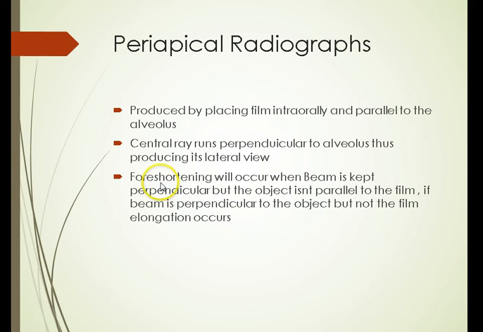And there are two errors, foreshortening versus elongation. Foreshortening occurs when the beam is kept perpendicular to the film, but the object itself isn't parallel to the film. So the beam is perpendicular to the film, but the alveolus itself is not parallel to the film. Hence, you get the foreshortening. And the other way around, if the beam is perpendicular to the object, but not the film, so the film is not parallel to the object, that's when you get the elongation.